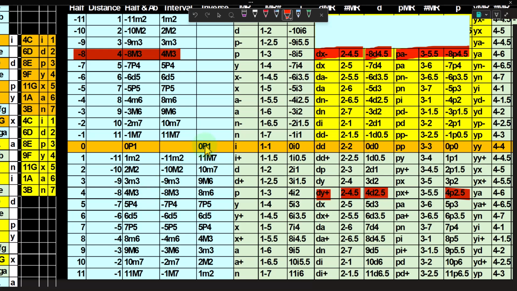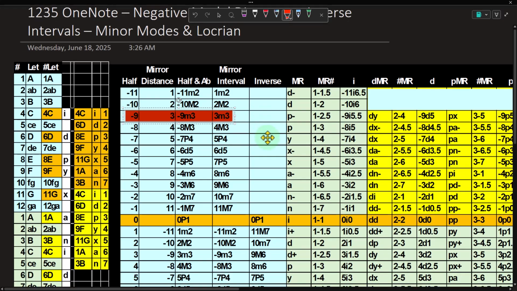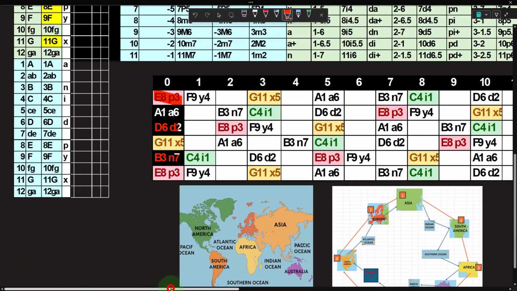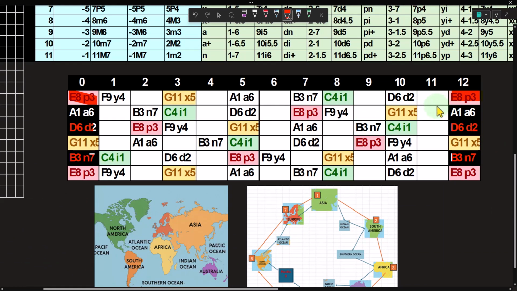Okay, next one. 9 steps back. What if we go 9 steps backwards? Now, from the Phrygian, 1, 2, 3, 4, 5, 6, 7, 8, 9 lands us on the Mixolydian node. That's a PX modal range. From the Dorian, 1, 2, 3, 4, 5, 6, 7, 8, 9 lands us on the Lydian. That's a DY modal range. From the Locrian, 1, 2, 3, 4, 5, 6, 7, 8, 9 lands us on the Dorian, an ND modal range.